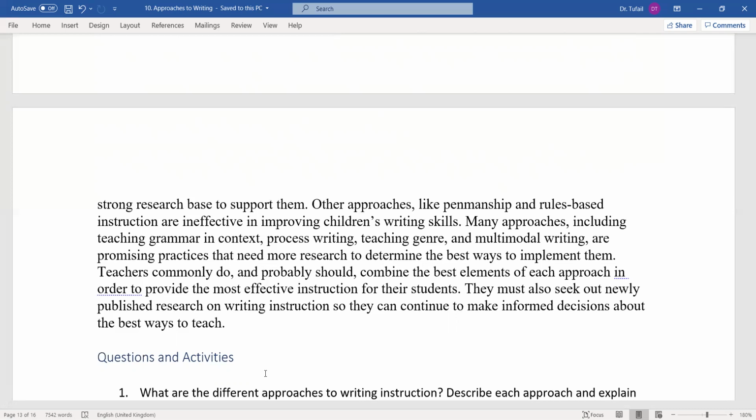So teachers commonly do, and probably should, combine the best elements of each approach in order to provide the most effective instruction for their students. They must also seek out newly published research on writing instruction so they can continue to make informed decisions about the best way to teach.